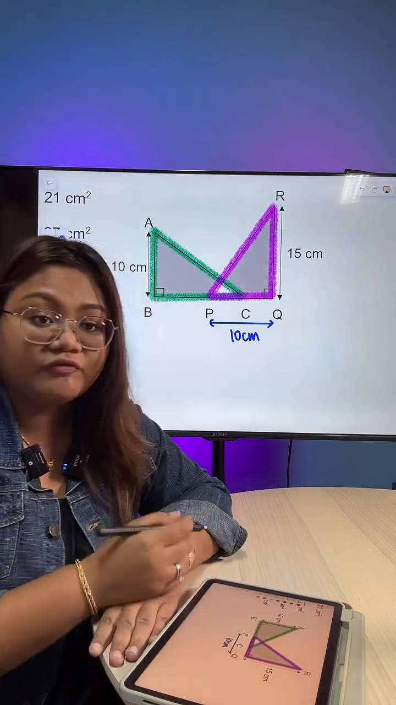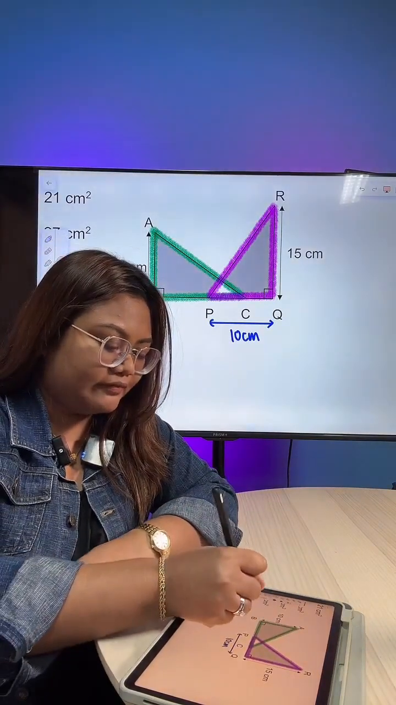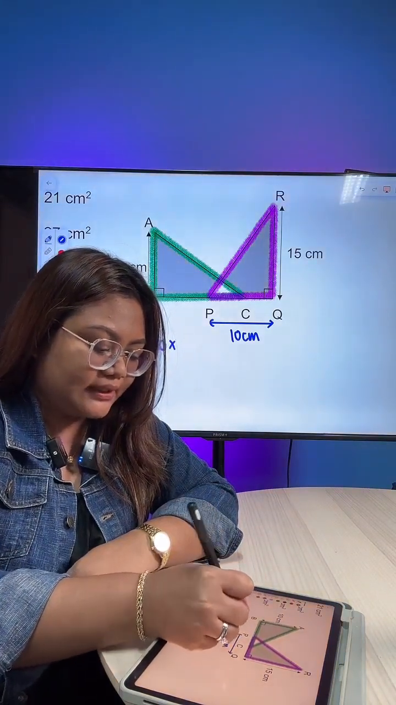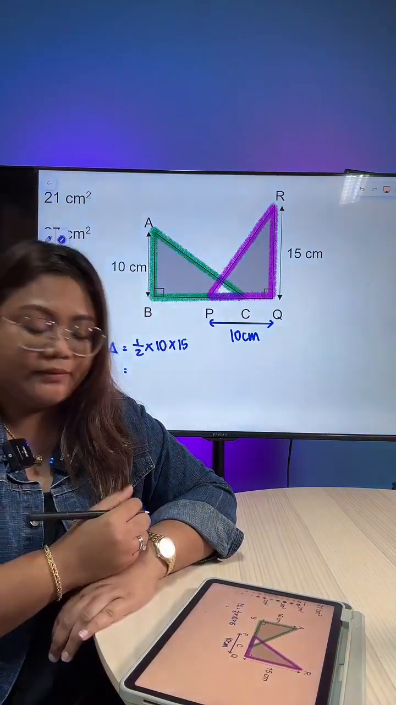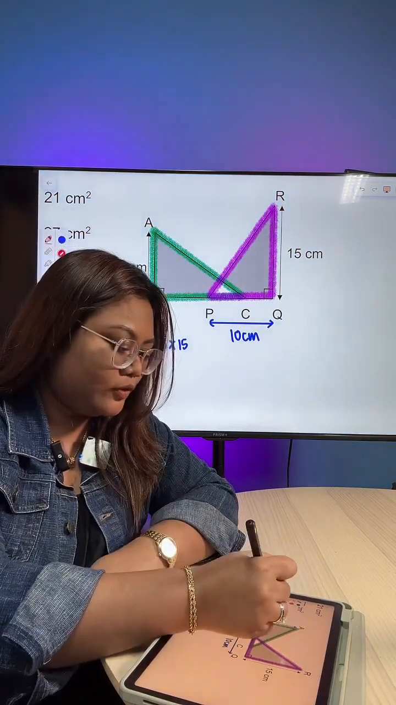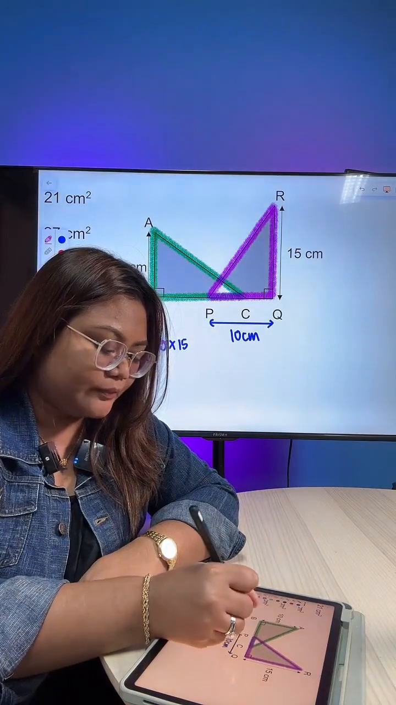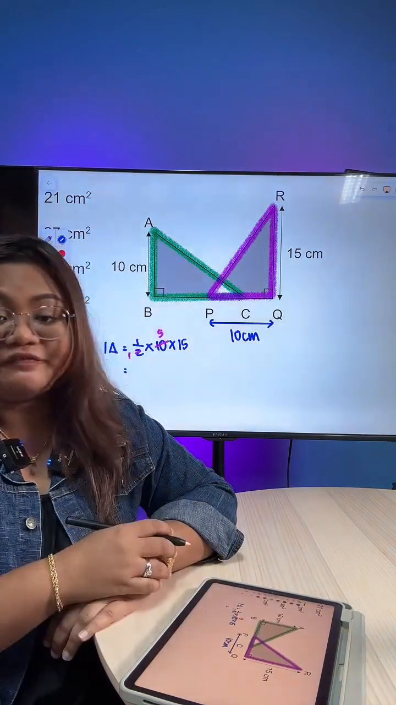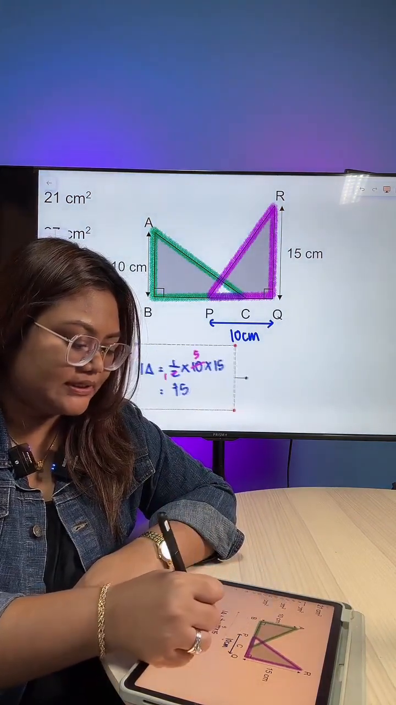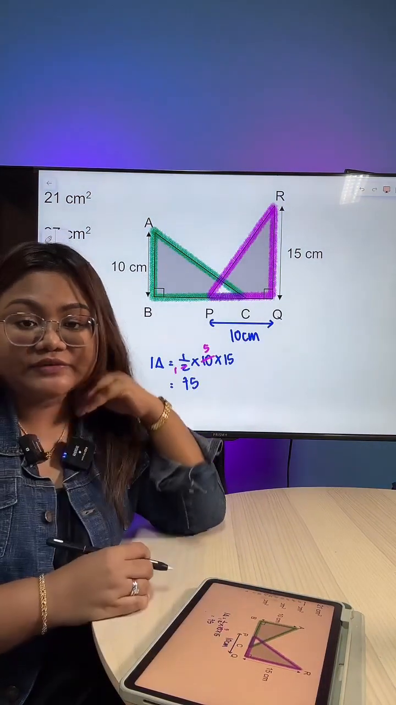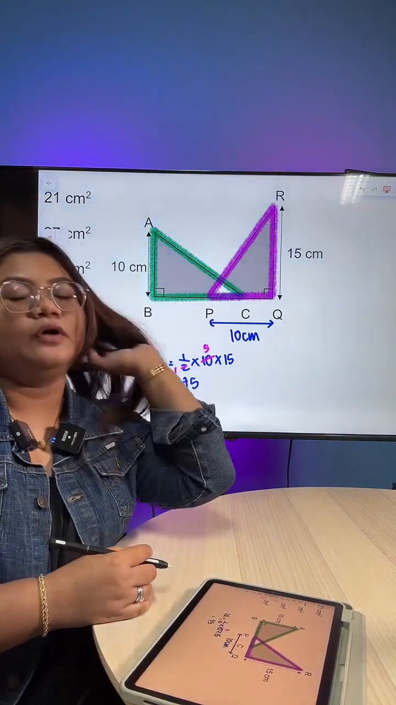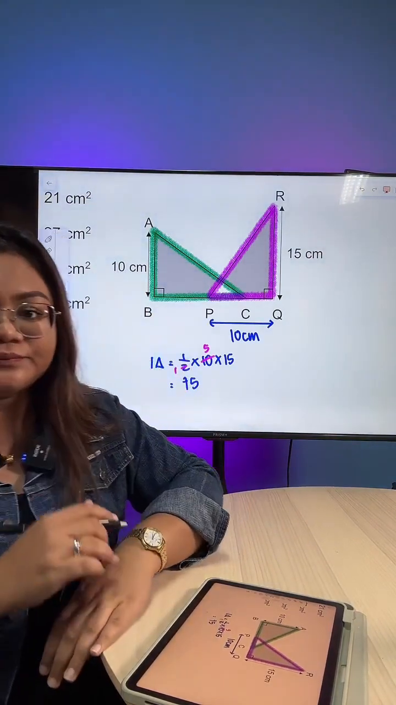I hope the screen is now bigger for you to see. So step 1, find one triangle. And that will be half times base 10 times height 15, okay? Now, you can simply do cross cancellation. So, I will cross cancel the 2 and the 10. Both divide by 2. And that leaves me with 15 times 5 to give us 75. Alright, let me shift this a little bit. Is this better? Can all of you see this now?